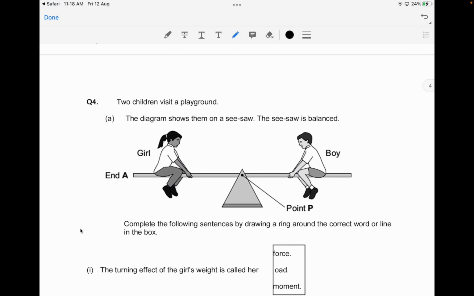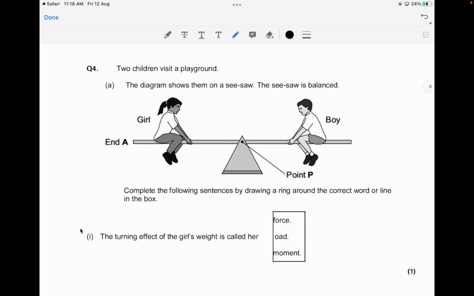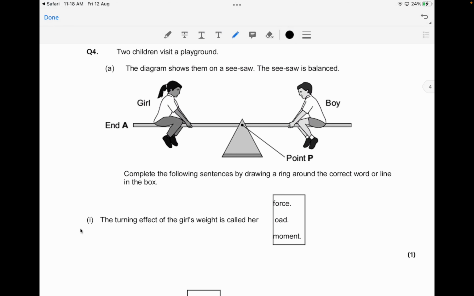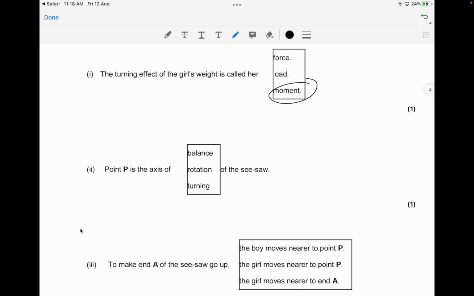Now the next question shows us that there are 2 children visiting a playground. We have to complete the following sentences. The turning effect of the girl's weight is called her moment. So we're going to circle that down. And point P is the axis of rotation. We're going to circle that as well, of the seesaw.